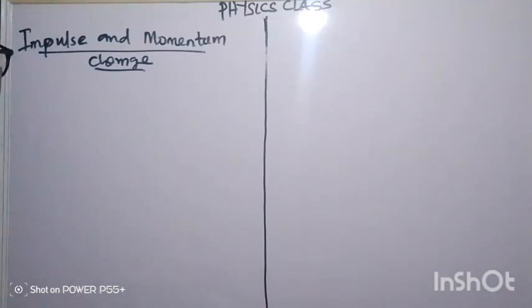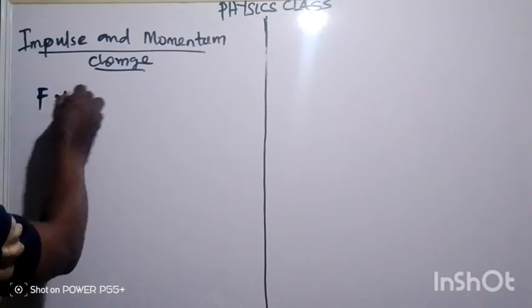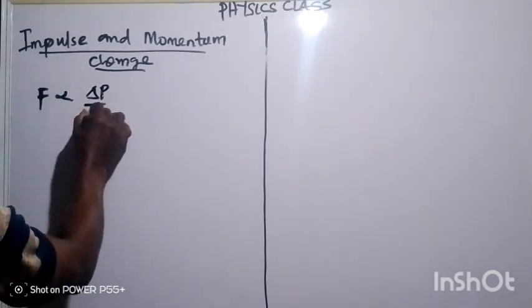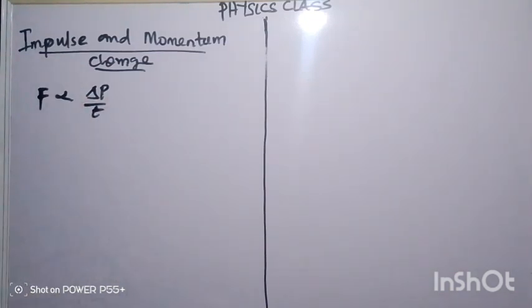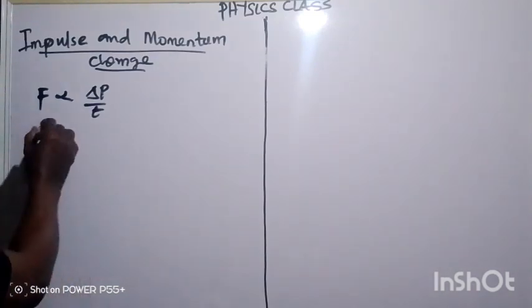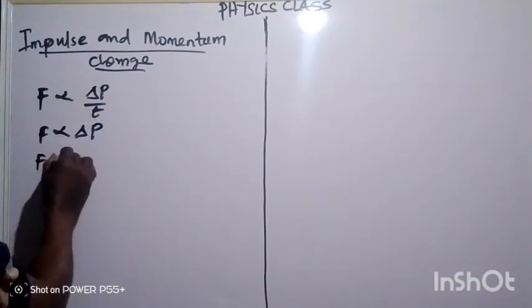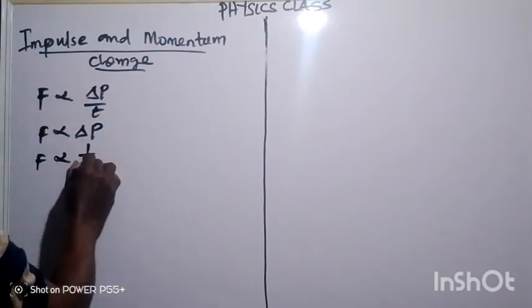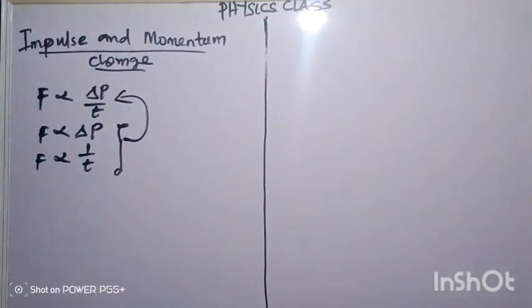So, impulse and momentum change. As I said in our last lesson, from Newton's second law of motion, we already know that F is directly proportional to delta P over t, where delta P is the change in momentum, while t is the time taken. Now, from this expression, we can say F is directly proportional to delta P. At the same time, F is inversely proportional to t.